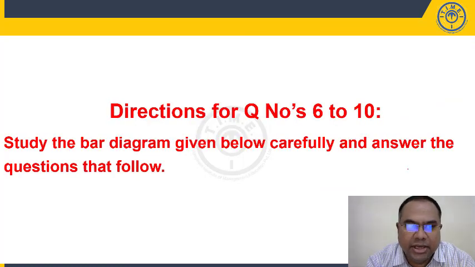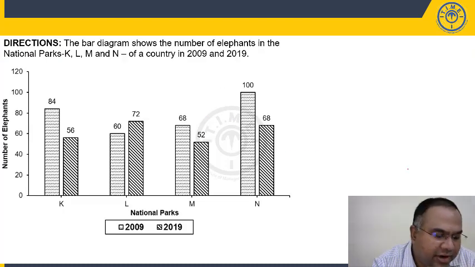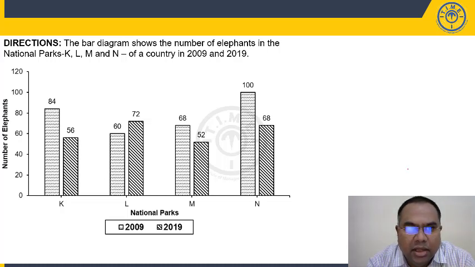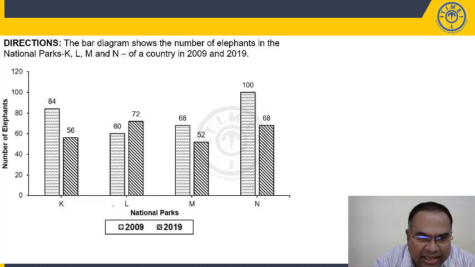Question number 6 to 10. Study the bar graph given below carefully and answer the questions that follow. Okay, first you look at the bar graph, students. Then we will discuss. Look at the bar graph. The bar diagram shows the number of elephants in the national parks K, L, M, N of a country in 2009 and 2019. So this dotted one is 2009. The slant lines here is 2019.